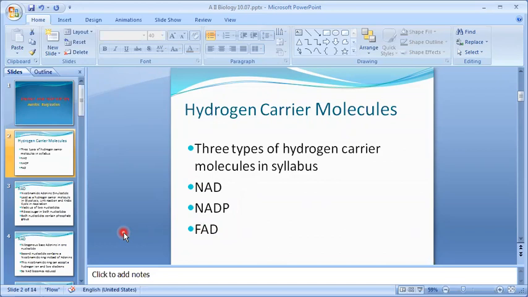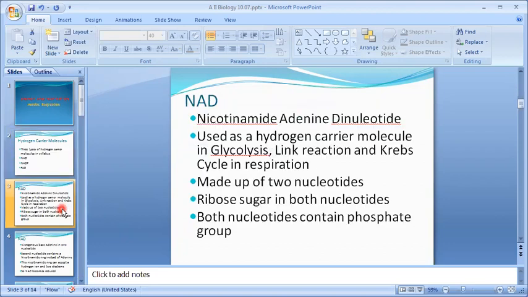Remember that you need not memorize the structural formulas of these hydrogen carrier molecules. I mean, you need not draw the structural formulas. You should just know the various components of each hydrogen carrier molecule, like why they are named so. You can simply say that, but as far as their structural formulas or their drawing is concerned, that need not be memorized. So first of all, we will come to NAD.